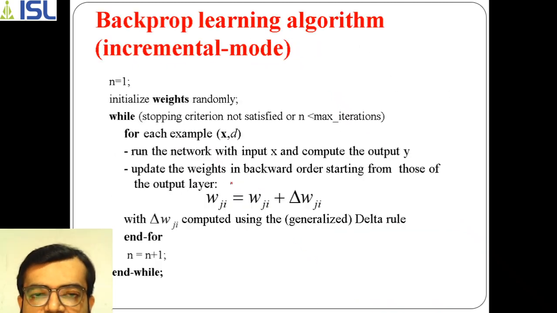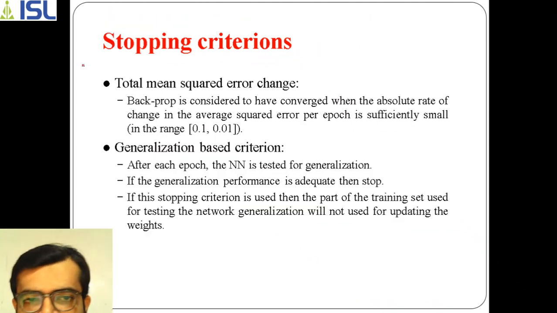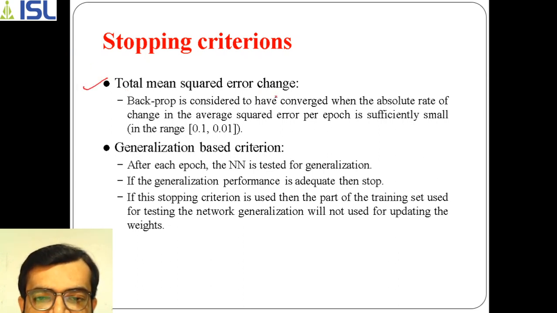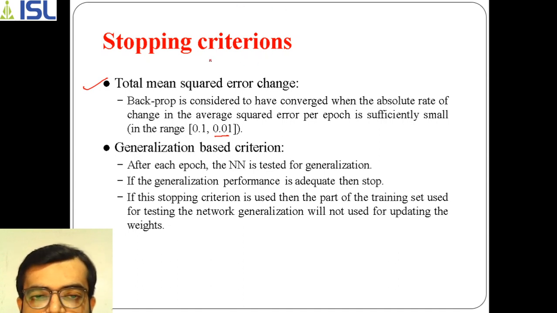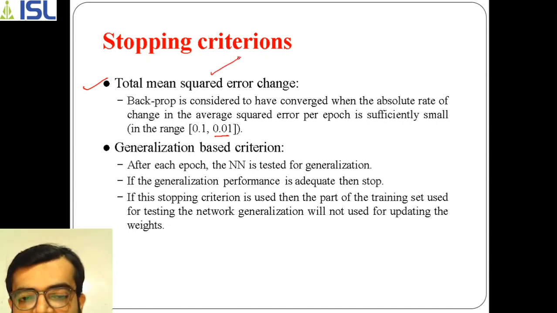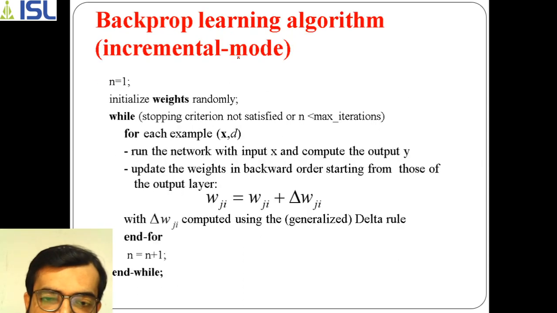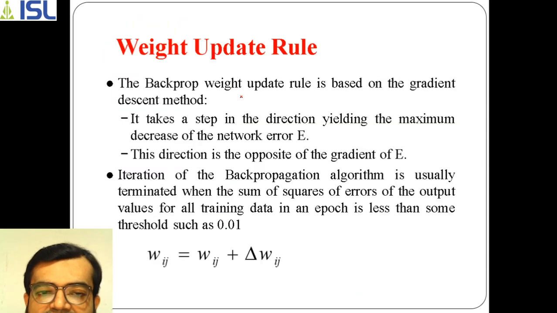That's why we have a stopping criteria. If the total mean squared error change value comes into the range of minus 0.01 or less than that, then you have to stop the algorithm. So this is actually the stopping criteria. How can you say that it has to stop? Based on that value only. So every time we have to update the weights.